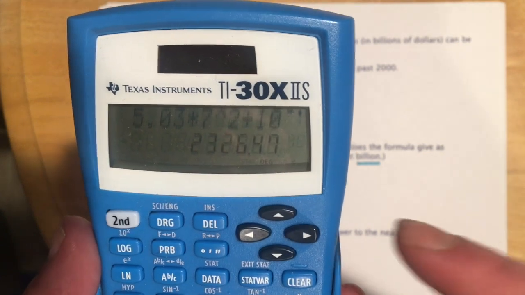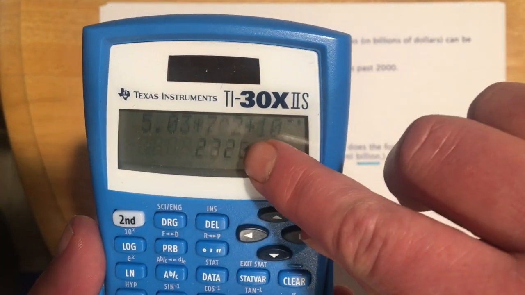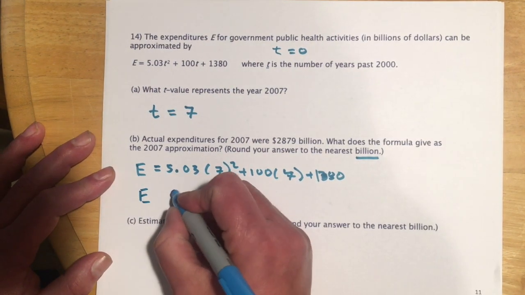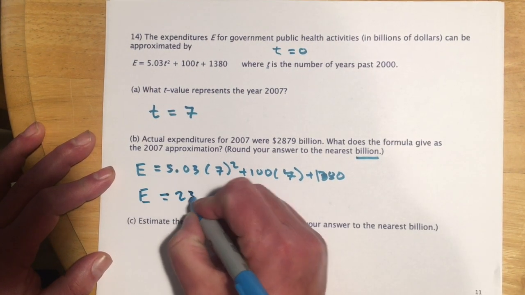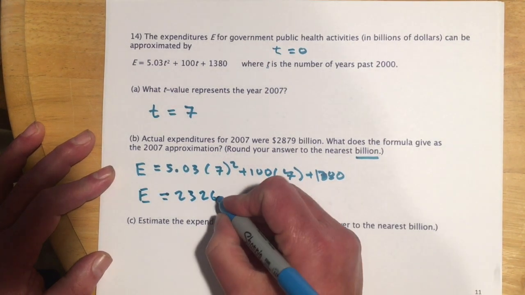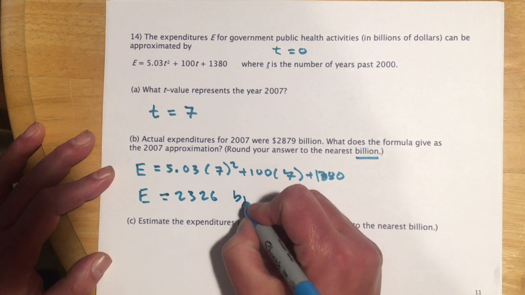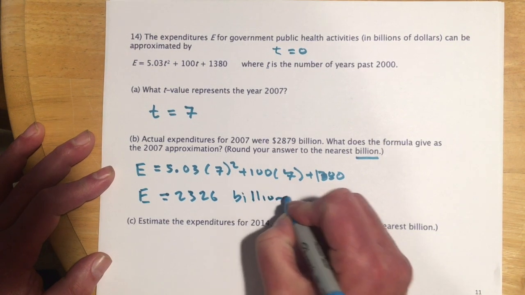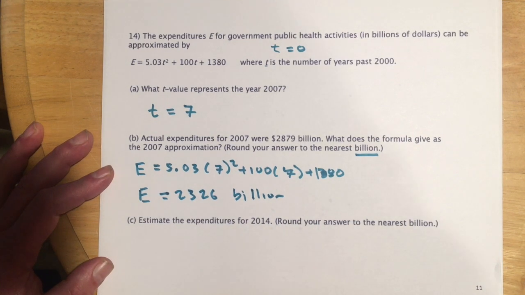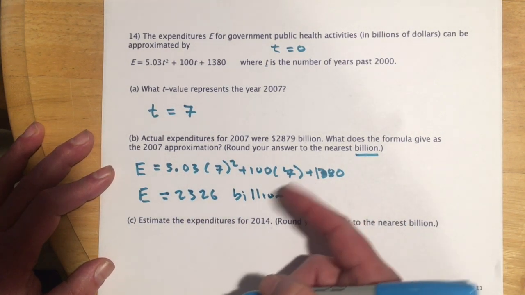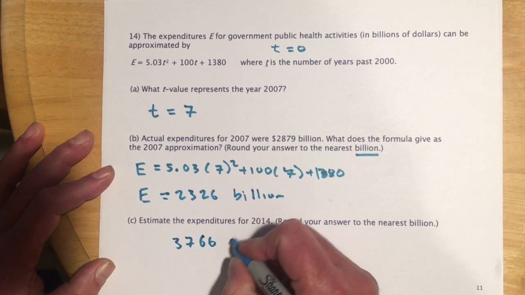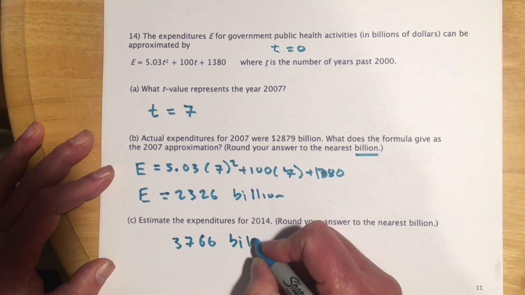And so we're rounding to the nearest billions, so that's going to be where the decimal is. So E would be 2326, and then it was 0.47, so this would stay as 6, and that is billions. C, estimate the revenue for 2014. So that's the exact same thing I just did here. So I'll just say it comes out to 3766 billion.